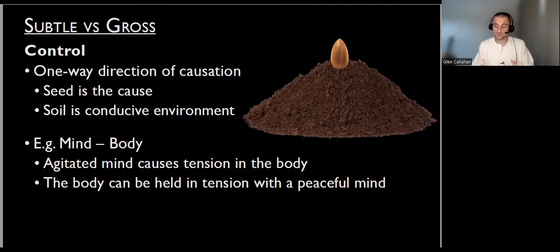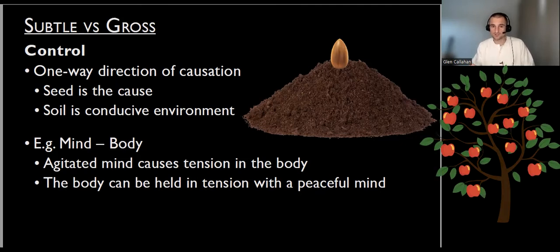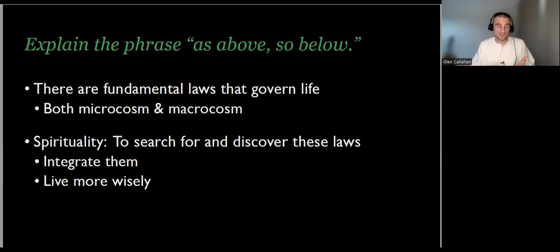In just the same way that if you have soil, that's not going to give rise to an apple tree. What gives rise to the apple tree is the seed. That is the cause. But it may need that soil for it to express. So, pervasiveness and control. As above, so below. What does this mean? It means that there are fundamental laws that govern all of life. Above, the macrocosm, and below, the microcosm. The universe, the cosmos, and the individual. The world that we interact with, and you, me, the subject who is interacting with it. We are both subject to those fundamental principles.